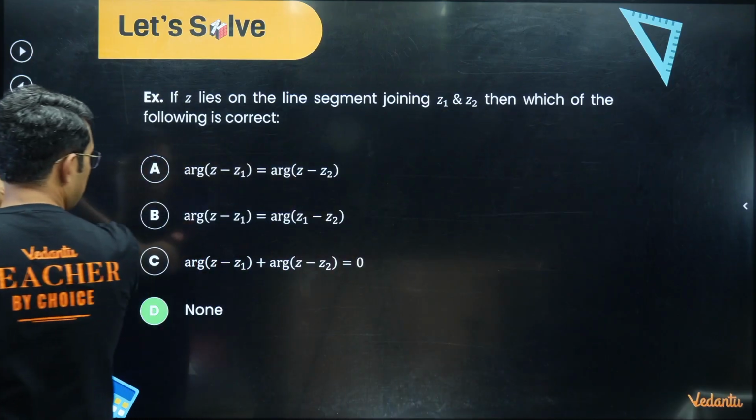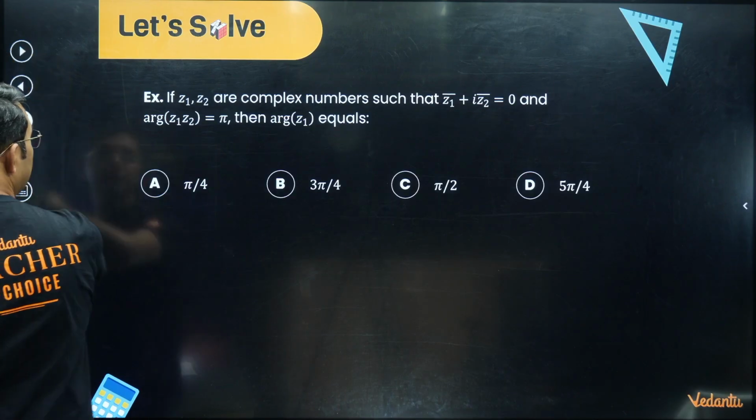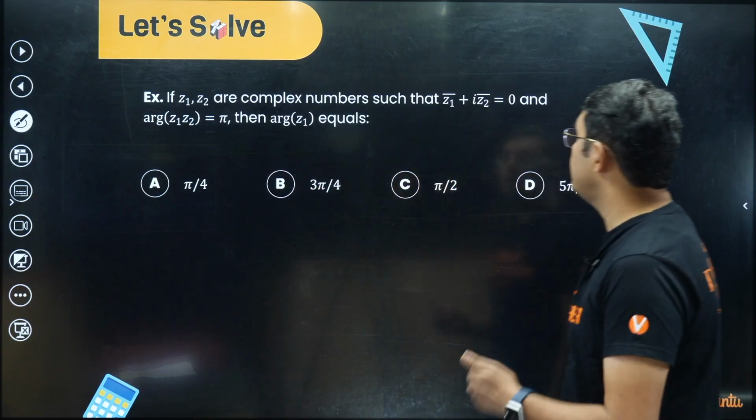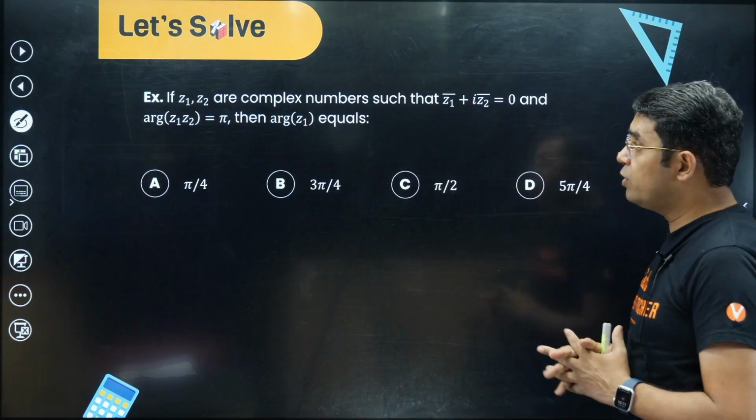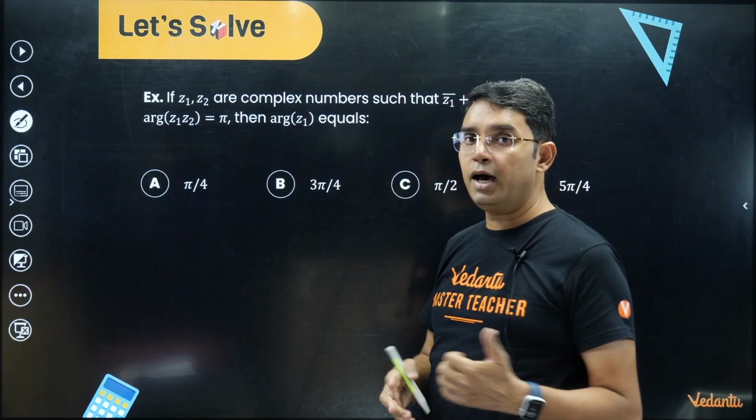Coming to the next question. Z1, Z2 are complex numbers such that Z1 bar plus iota Z2 bar is equal to 0, and we are also given one more relation. We have to find the argument of Z1.